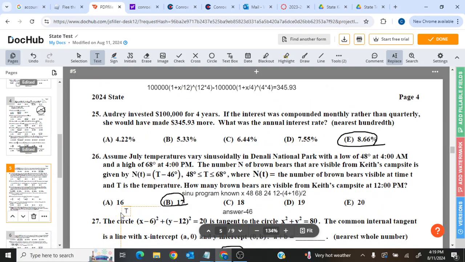25, Audrey invested 100K for 4 years. If the interest was compounded monthly rather than quarterly, she would have made 345.93 more. What was the annual interest rate? Well, okay, we're going to map that out.